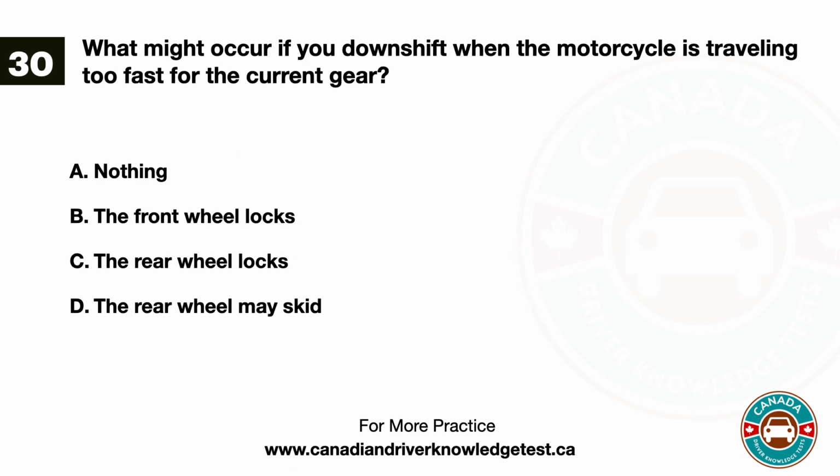Question 30. What might occur if you downshift when the motorcycle is traveling too fast for the current gear? A. Nothing. B. The front wheel locks. C. The rear wheel locks. D. The rear wheel may skid. The answer is D. The rear wheel may skid.